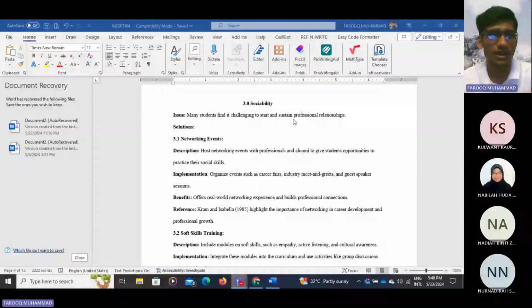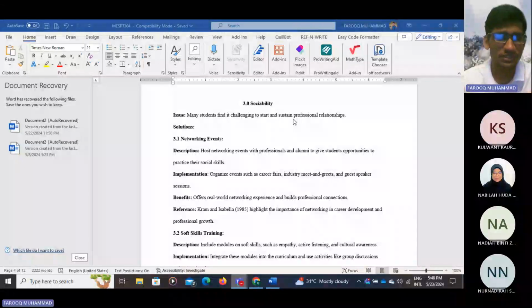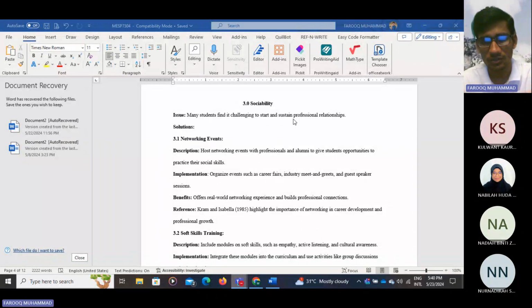So we don't know about the person. It's introvert, extrovert, that Abil was highlighting previously, that students could be introvert or extrovert. So we should know about the relationships, how they are having. So we can go for the solutions. We can go for networking events.